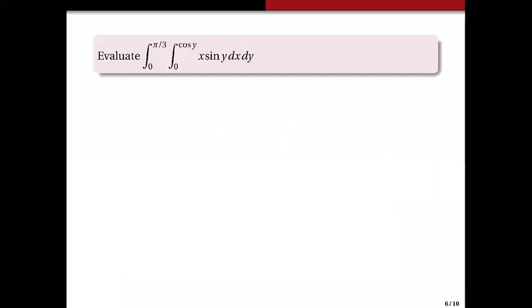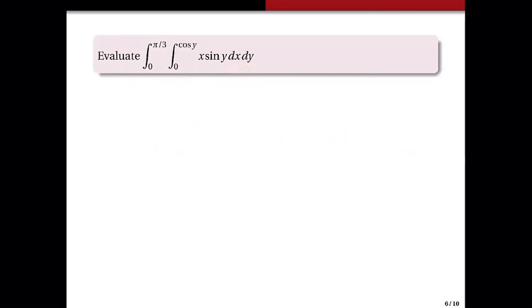For the next problem, we are now going to consider what we call type 2 integrals. The region, the domain of integration, is no longer rectangular. Here we want to integrate from 0 to pi over 3 of the integral from 0 to cosine y of x sine y dx dy. Notice that we integrate dx first before dy.